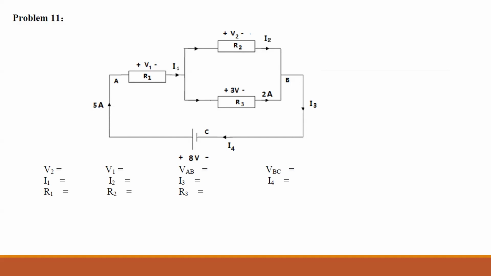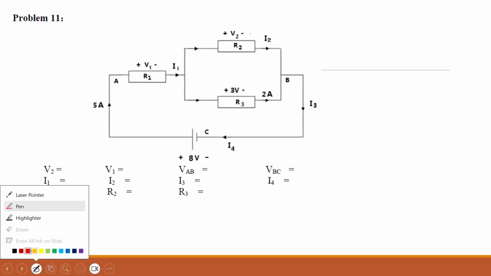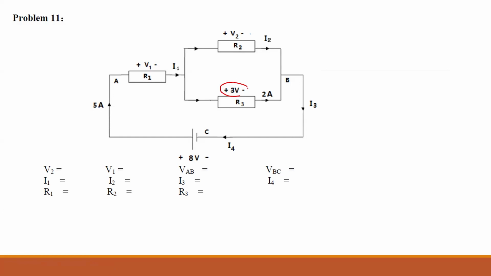Okay, and this one, I hope you have tried. You may have done it. So 3 volts. And if you look at this one, 3 volts, and this one is 8 volts. So from here to here, that means 3 volts. So what should be the V2? Well, it'll be the same. Same 3 volts. What should be the V1?